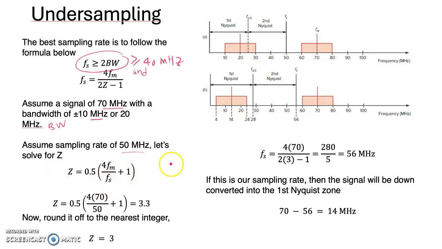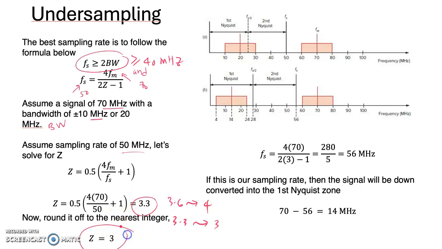Now let's solve for Z if we plug in 50 for Fs and 70 for Fm. Solving for Z will give us 3.3. Now, we need to convert Z to the nearest integer. If it is 3.6, we would convert it to 4. If it is 3.3, we would convert it to 3. The nearest round integer. So we round it off. In this case, if we got 3.3, then our Z rounded off will be 3.